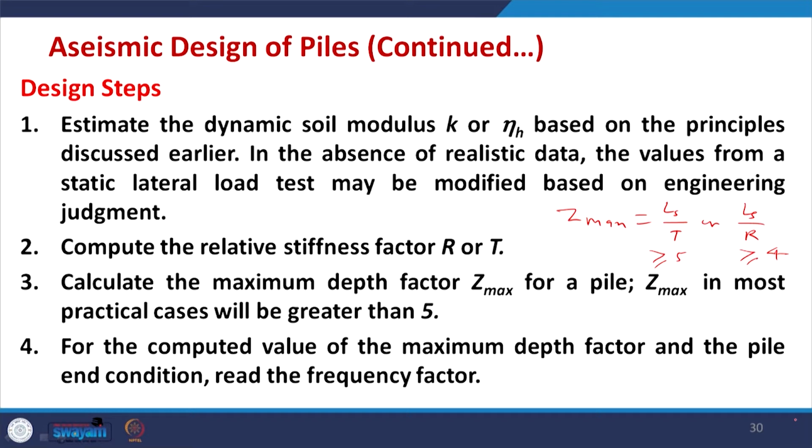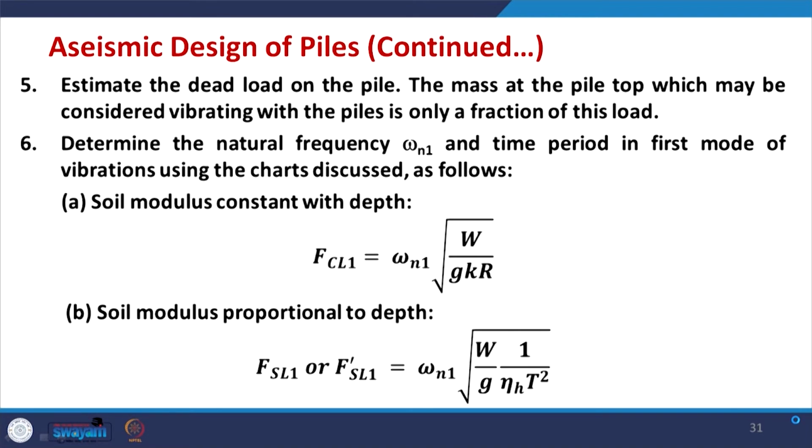For the computed value of the maximum depth factor and the pile end condition, read the frequency factor, that is FCL1 or FSL1. Once this is known, estimate the dead load on the pile; the mass at the pile top which may be considered vibrating with the piles is only a fraction of this load. So, first of all, what is the total lumped mass at the pile top? Once that lumped mass at the pile top is known, that is basically W, capital W.